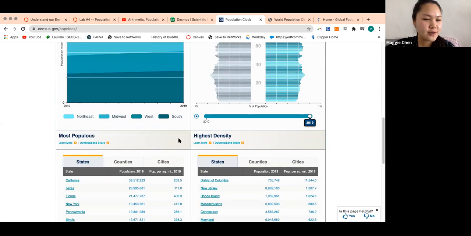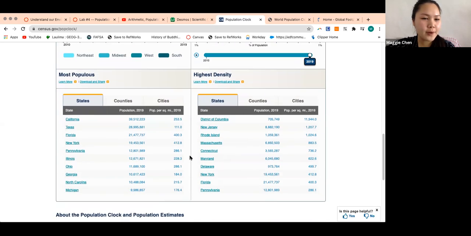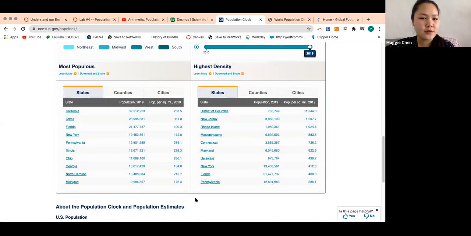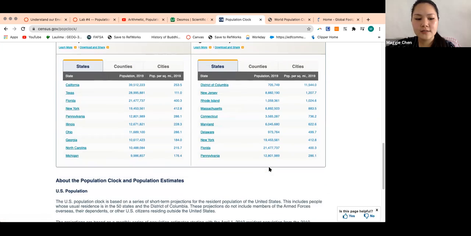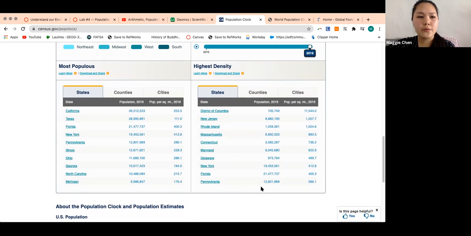And if we scroll down, there's also more information on the population within states. For the most populous states at the bottom, the very first one is California, where we have around 39 million people in 2019. Per square mile, that would be around 253.5 people per square mile. And onto the side, there's more information on high density, but this is one website that looks at population and charts the populations within the US.